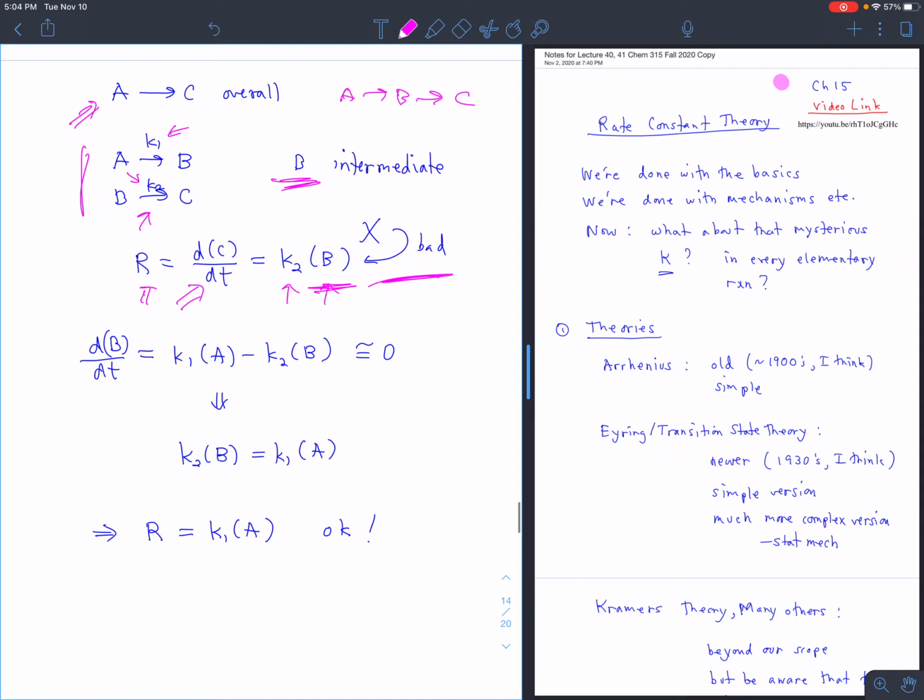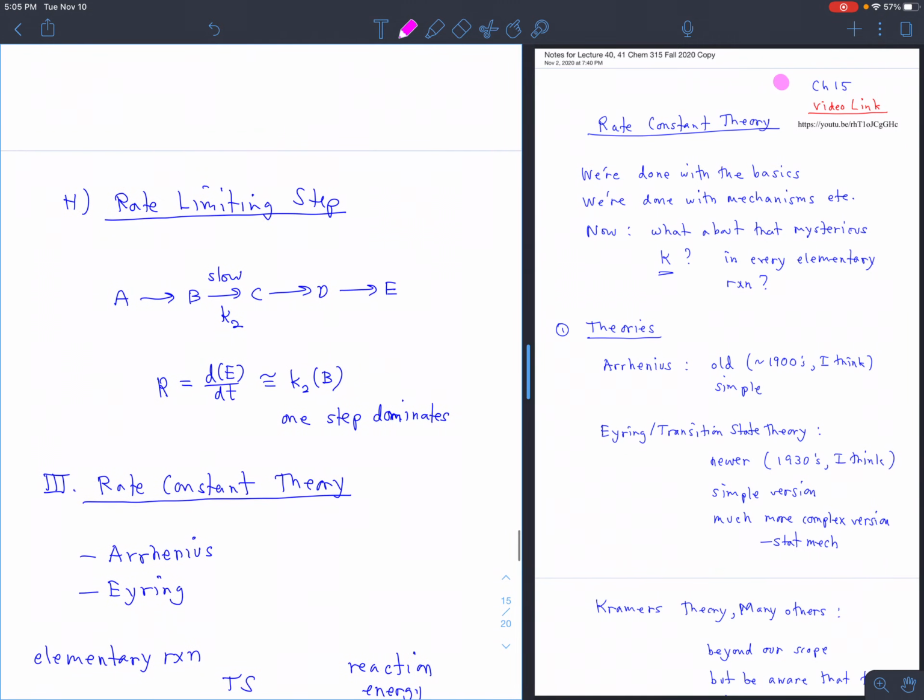To eliminate it, we use the steady state approximation. So we set the rate equation for the intermediate B equal to 0. You could solve for B directly, but notice that the quantity we actually need to replace, K2B, is already equal to K1A, so we can just replace that K2B with K1A, and that says that the rate is equal to K1A. A is a majority species, it's one of the reactants, and so that's a good rate law.